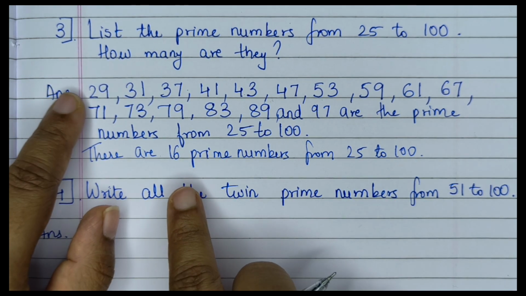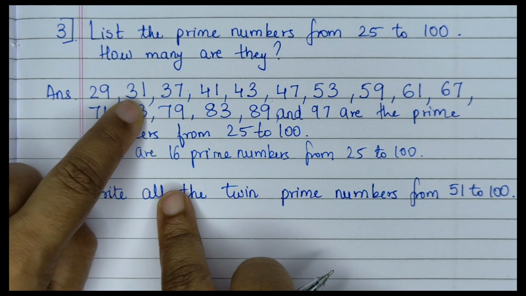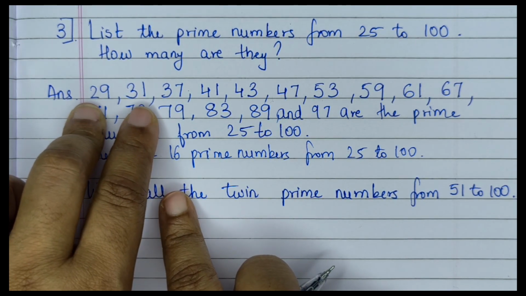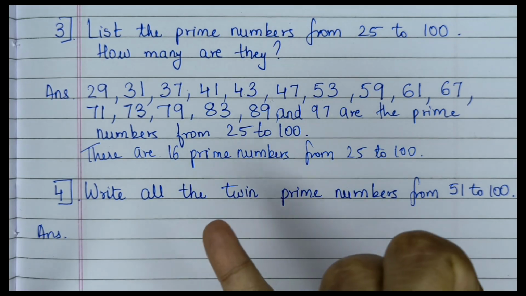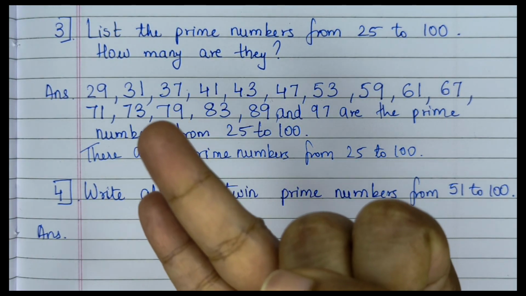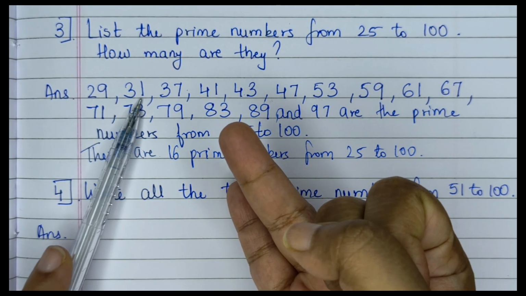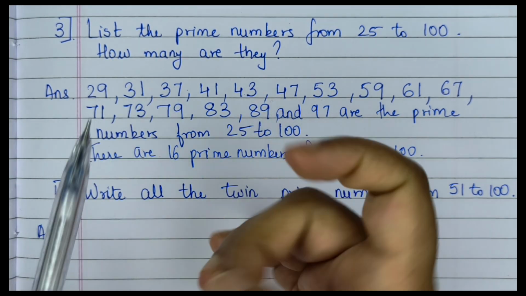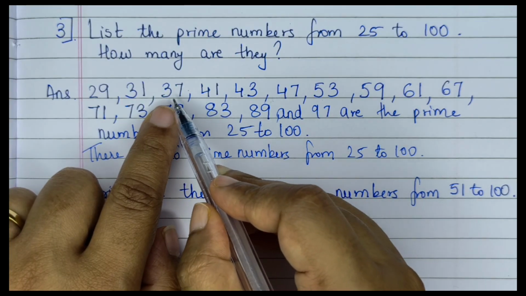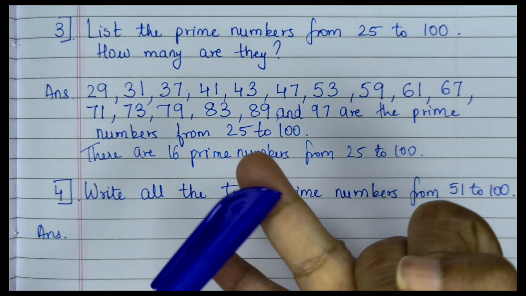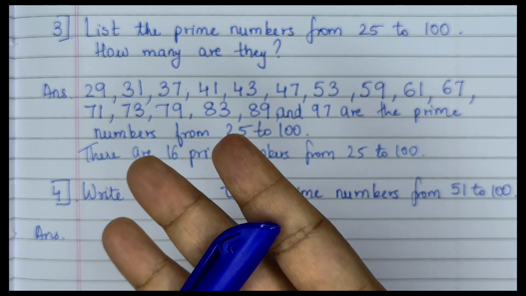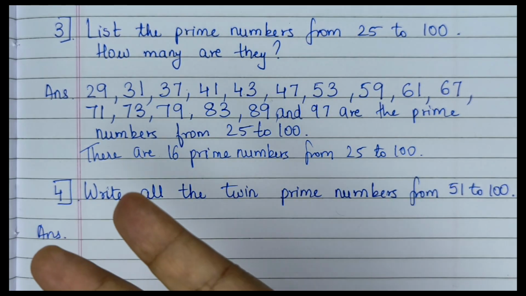Now see this same thing, 29 and then 31, right? These are all prime numbers only, but we have to check which are twin prime over here. Twin prime 29, 30, 31. That means the difference is 2. That means 29 and 31 are twin prime numbers. Understood? Then you cannot say that 37 and 41. Why? See the difference between that. After 37, 38, 39, 40, 41. So you cannot say that they are twin prime numbers. The difference should be only 2.